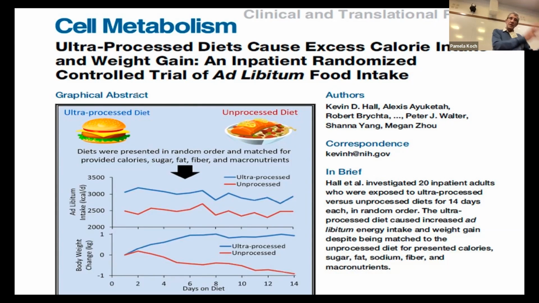So we need both. We need the observational studies, the cohort studies, and it's very good when you can confirm with a randomized controlled trial, particularly with crossover like this NIH trial. I'm sure most of you know this study.